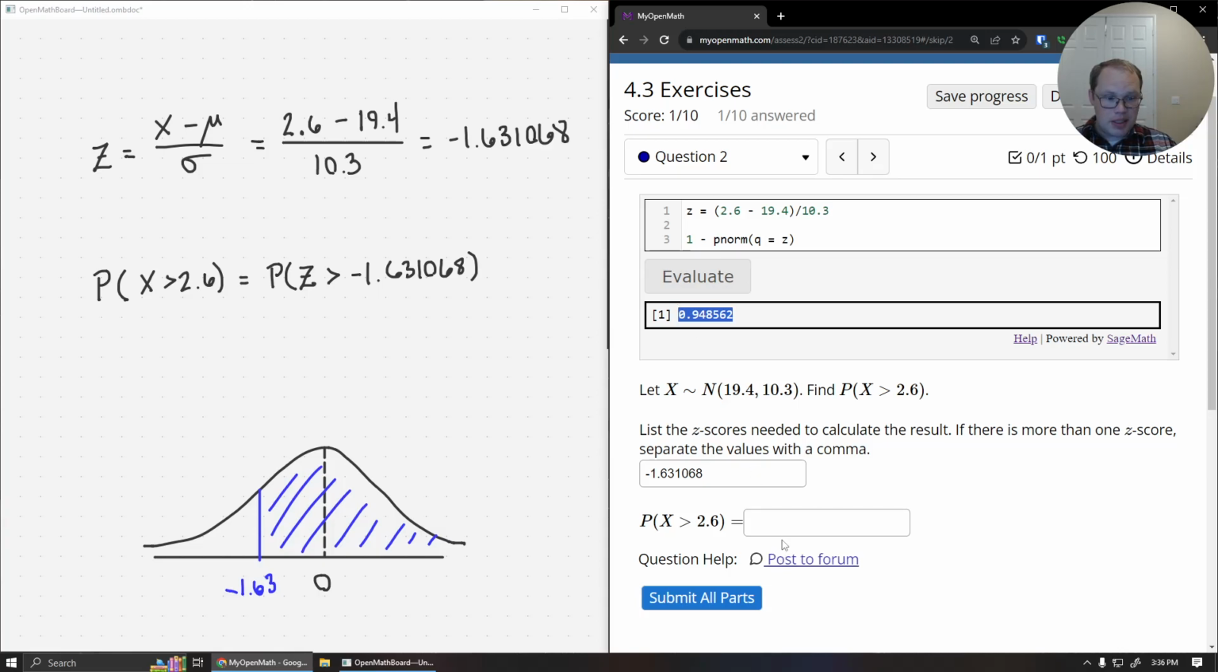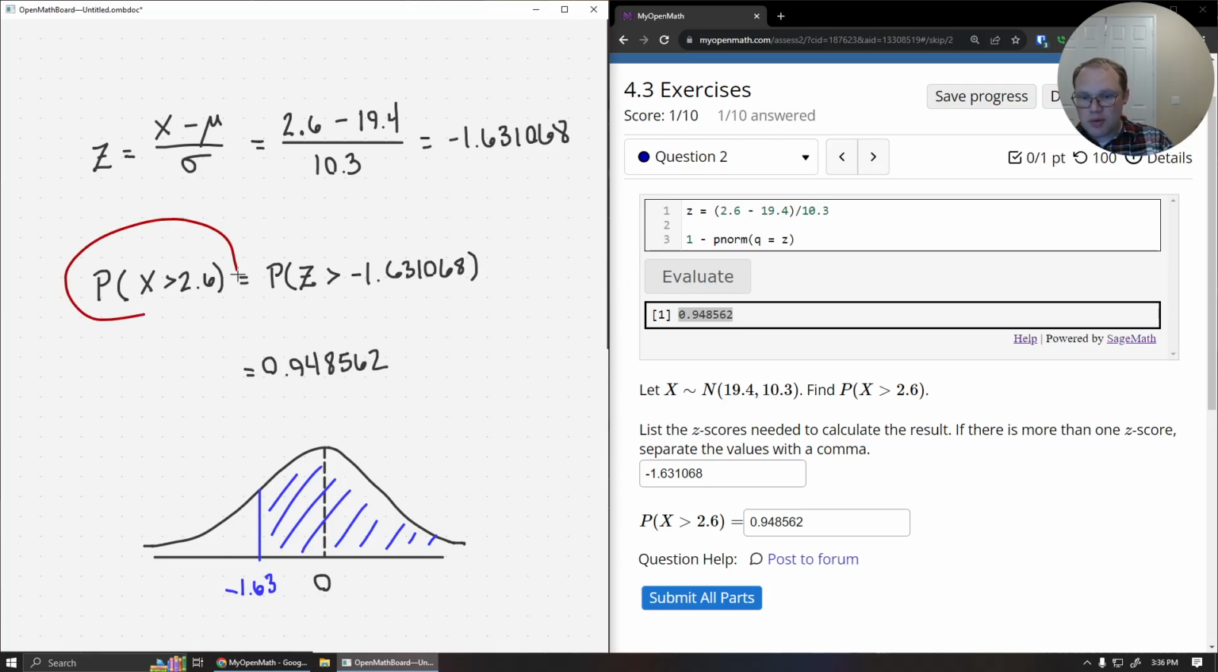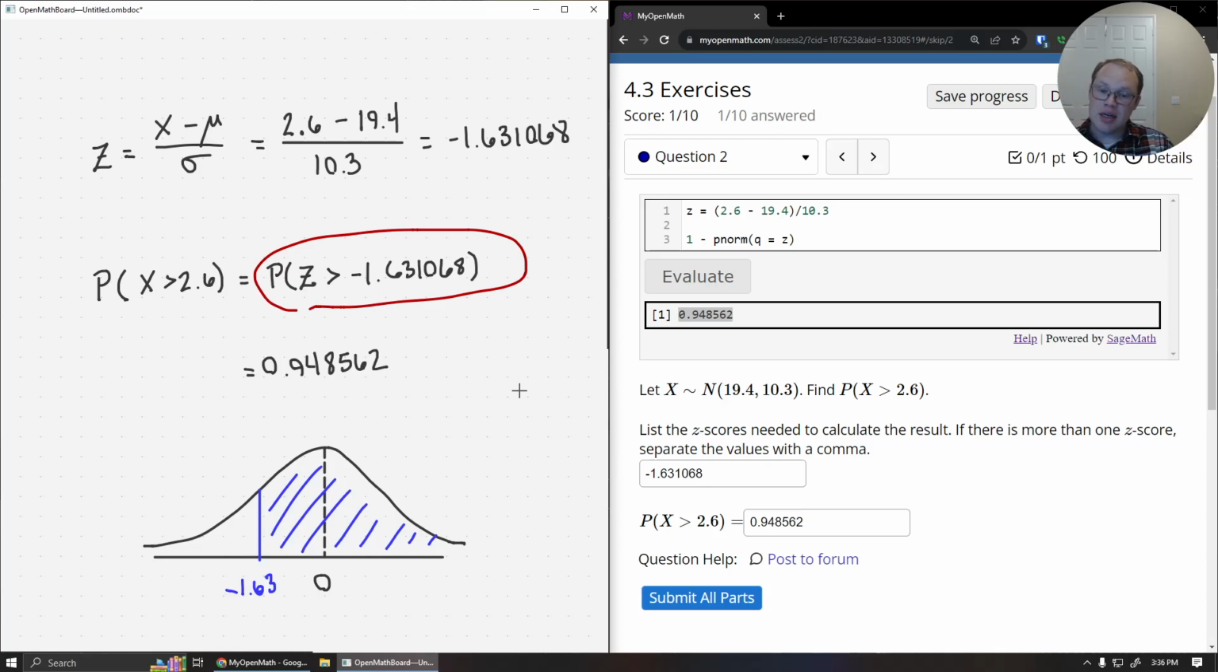My probability is 0.948562. So the probability that a randomly chosen x would be greater than 2.6 is the same probability that a randomly chosen z in a standard normal distribution would be greater than negative 1.63, which is equal to about 95%.